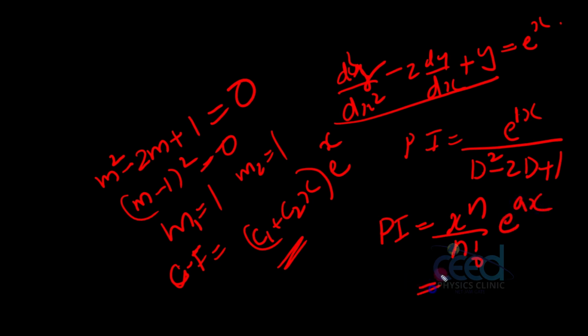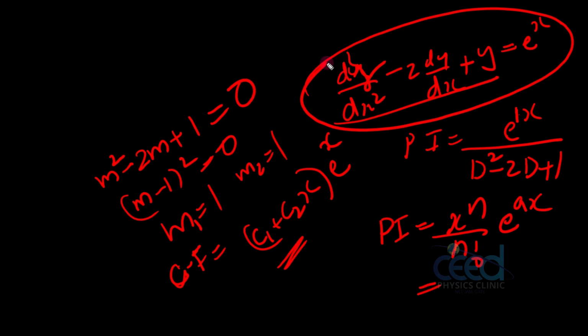What is n? That is the order of the differential equation. What is the order of this differential equation? Order and degree we studied in my first class on differential equations, and here it is 2. So the particular integral is x square divided by 2 factorial into e raised to x, since a is 1 here. That is equal to x square e raised to x by 2.